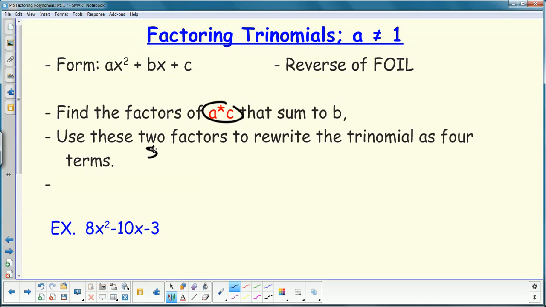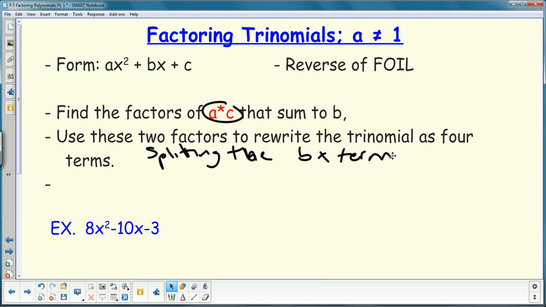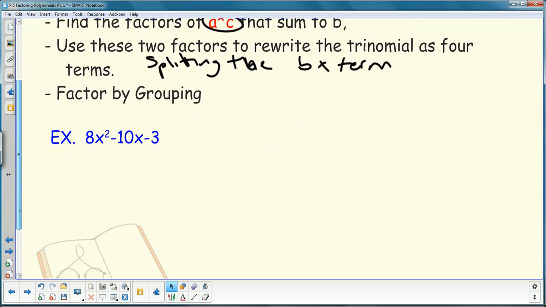So we're splitting the bx term into 2 terms, the sum of those factors, essentially. And then we're going to do factor by grouping. So it's important that we understand how we do factor by grouping.